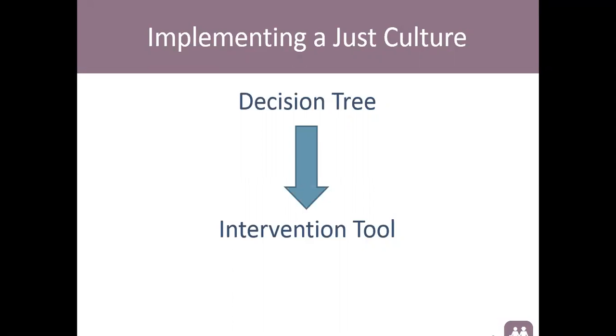We are presenting you with one of several algorithms or decision trees that we adapted to the nursing home environment. We hope that you find this tool useful. The tool is broken into two parts: the decision tree and the intervention tool that will guide you in taking action. This is a 6-page document that is available to download from our website.